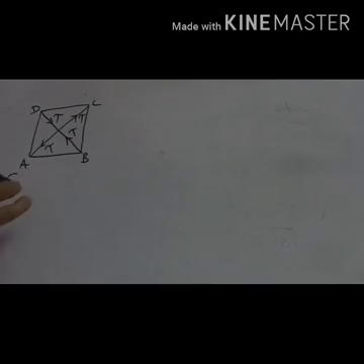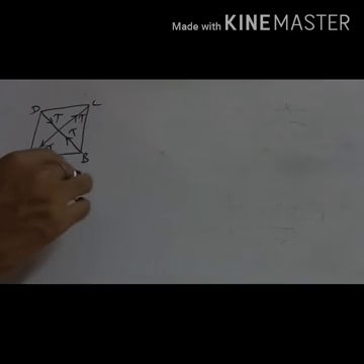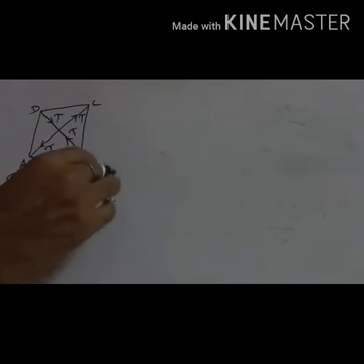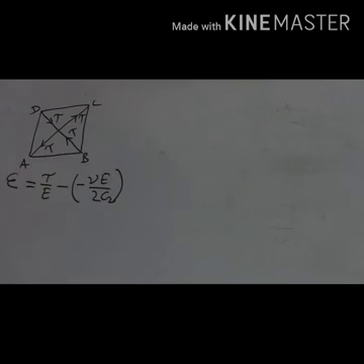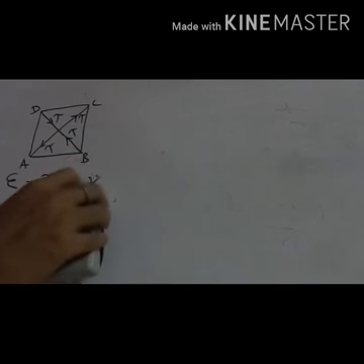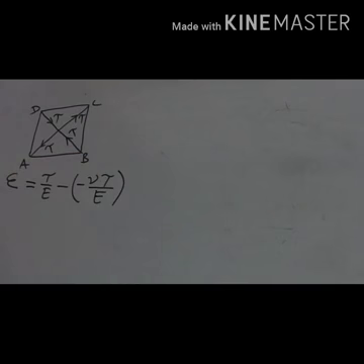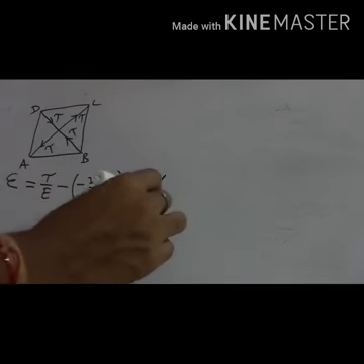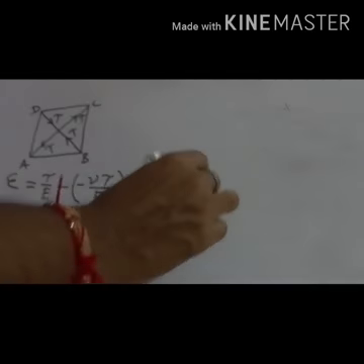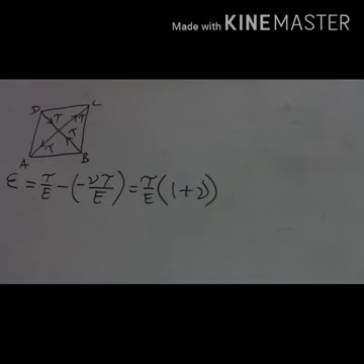Epsilon, the strain, is equal to tau by E minus nu into tau divided by E. So from this equation you may write epsilon is equal to tau by E into (1 plus nu).